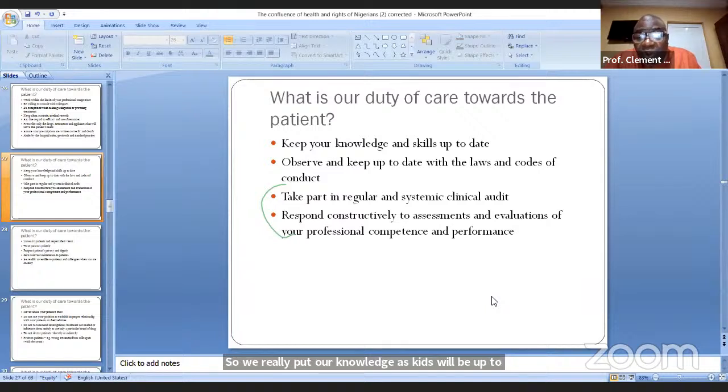Observe and keep up to date with the laws and codes of conduct. Take part in regular and systematic clinical audits. It's very important. When people are auditing the work they've done, you must be willing to be part of it so that you can also learn and improve on your practice. You must respond constructively to assessments and evaluations of your professional competence and performance, especially by your peers. When you are corrected, don't be angry. Or, why did you put this incision here? Don't you know it will form an ugly scar? Don't be angry. It's very important that we know that. It's so important.